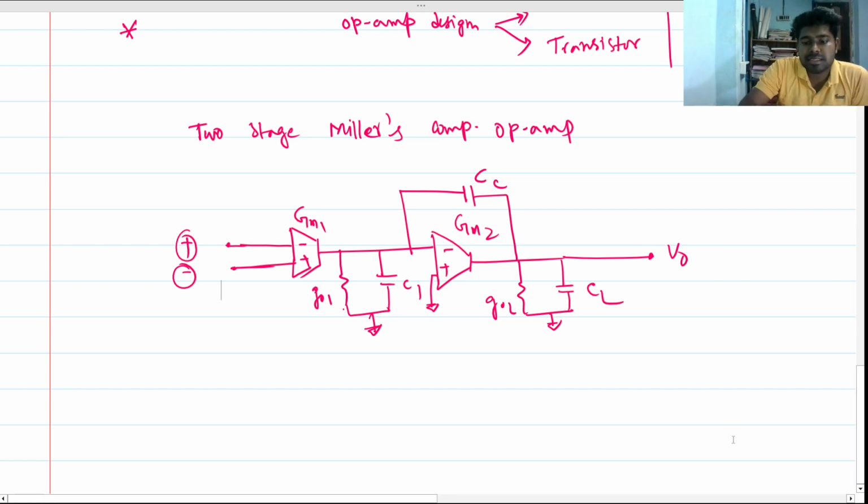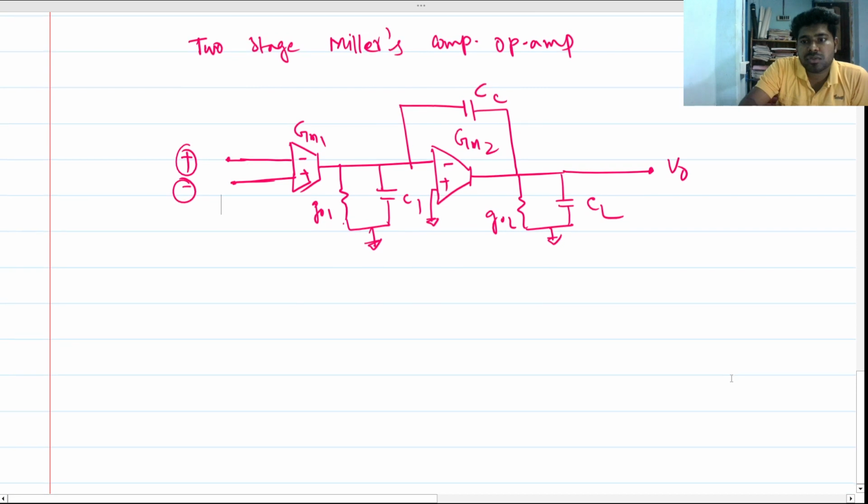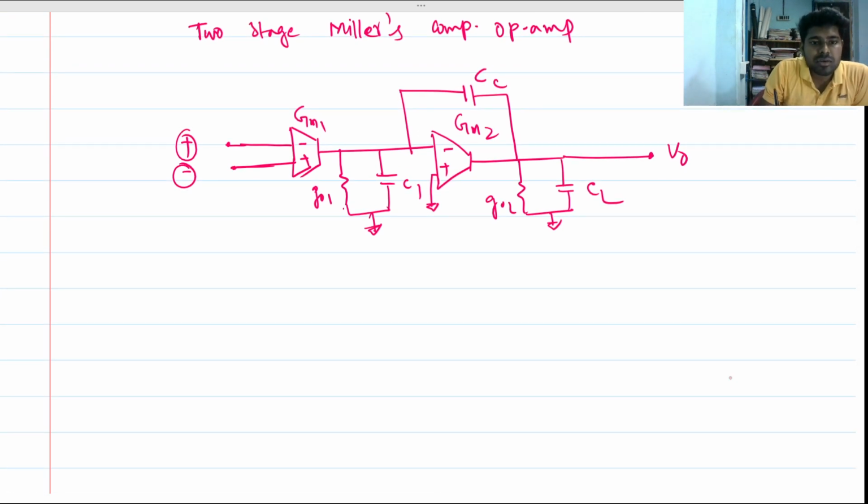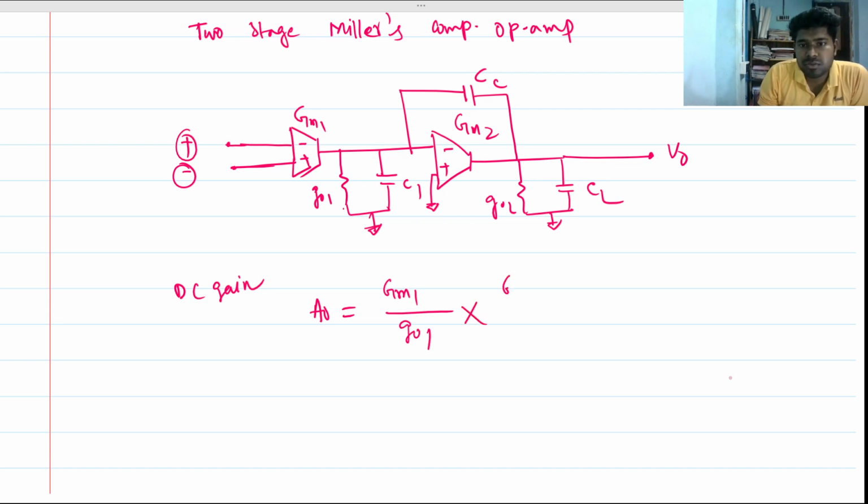I have analyzed this circuit so many times, so I directly gave the DC gain. At DC, all the capacitors are open circuit. So the DC gain, let's call it A0, will be GM1 by GO1, the gain of this block, into the gain of this block, which is GM2 by GOL. So this is the DC gain.